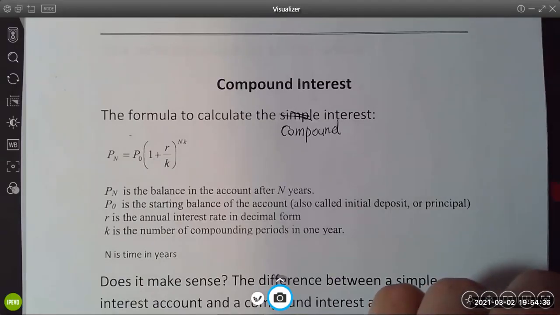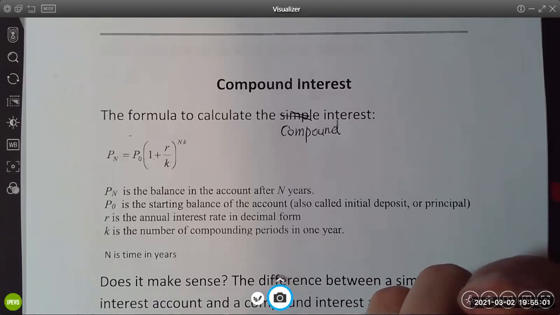For example, if the account is compounded annually, K is 1 because annually means per year, right? And if the account is compounded monthly, apparently we do it every month. So how many times do we do it per year? It's going to be 12 times, right? So if it is compounded monthly, K will be 12. That's how we determine K.